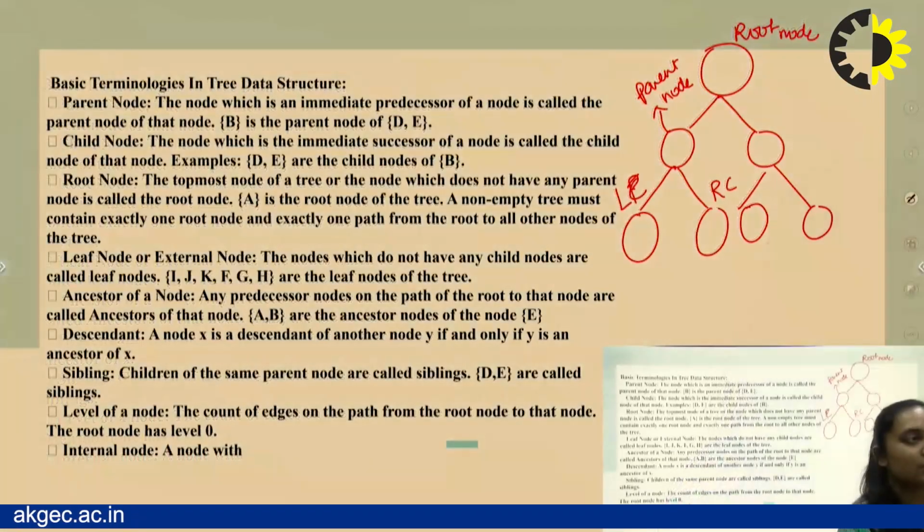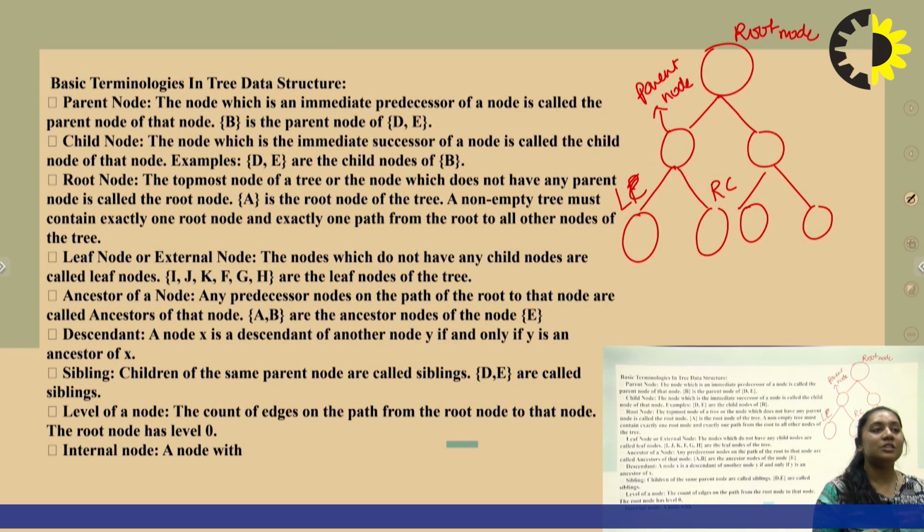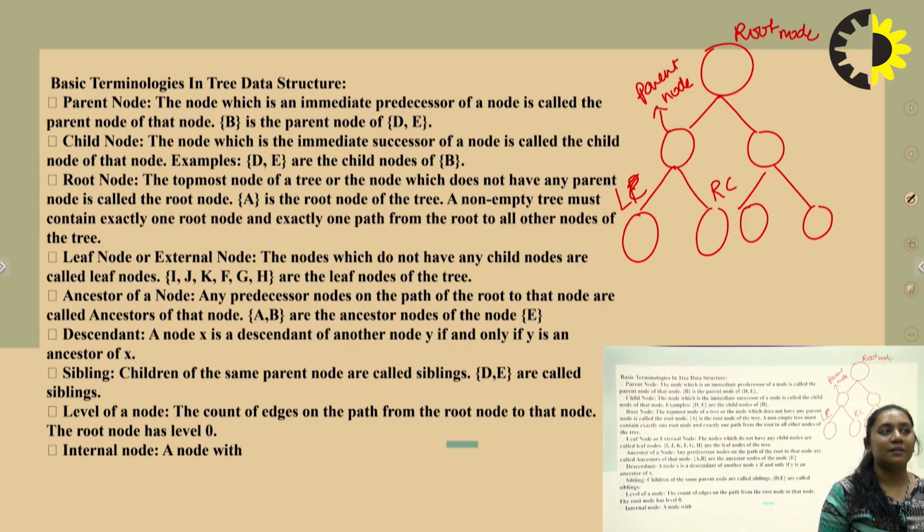The parent node is the node that is an immediate predecessor of another node. Next we have the child node, which is the immediate successor of a node, called its parent. Next we have the root node, the topmost node, which does not have any parent. A non-empty tree must contain exactly one root node and exactly one path to follow between the nodes.